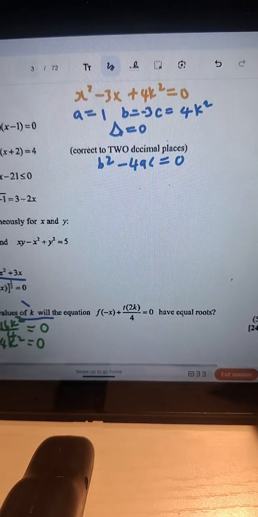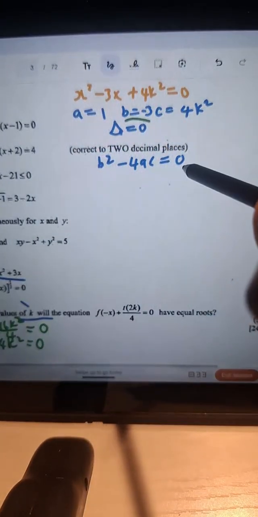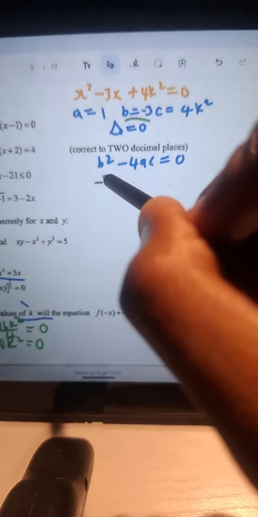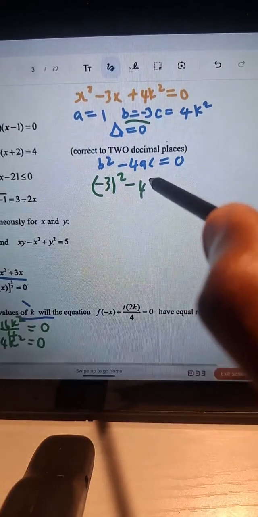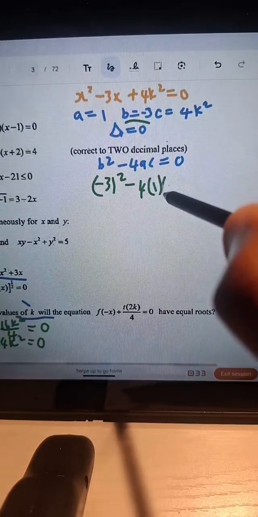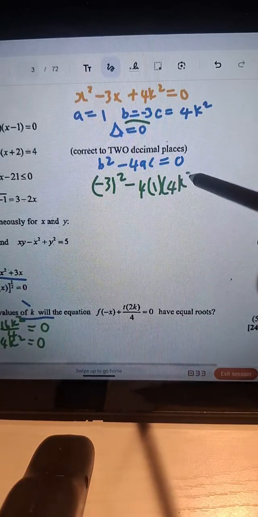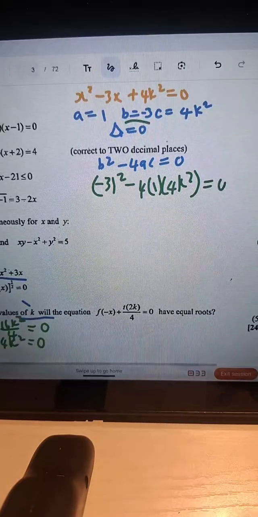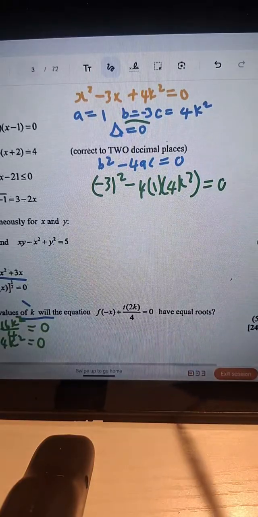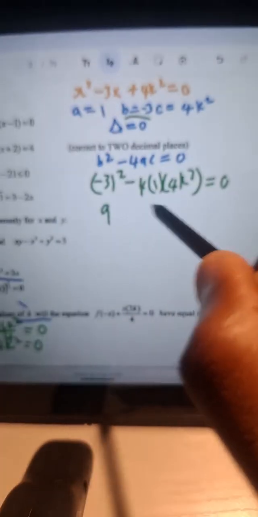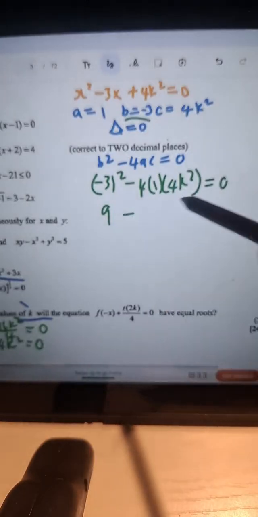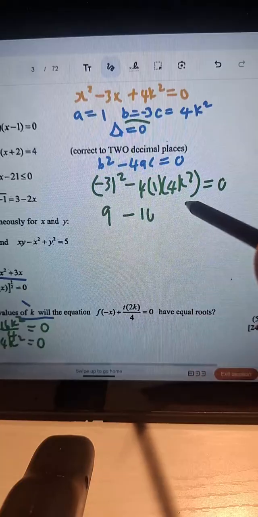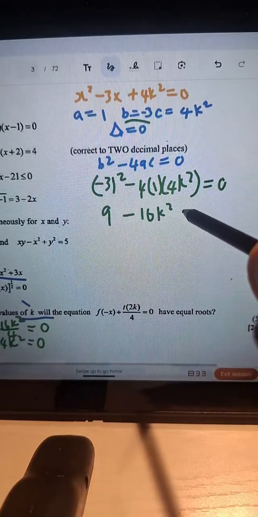Now b squared minus 4ac is equal to 0 means we can substitute. B is negative 3, so say negative 3 squared minus 4. In the place of a, we substitute 1. In the place of c, we substitute 4k squared. We say equal to 0. Then from there, 9 minus times a positive gives us a negative. 4 times 1 times 4 is 16, and then k squared.